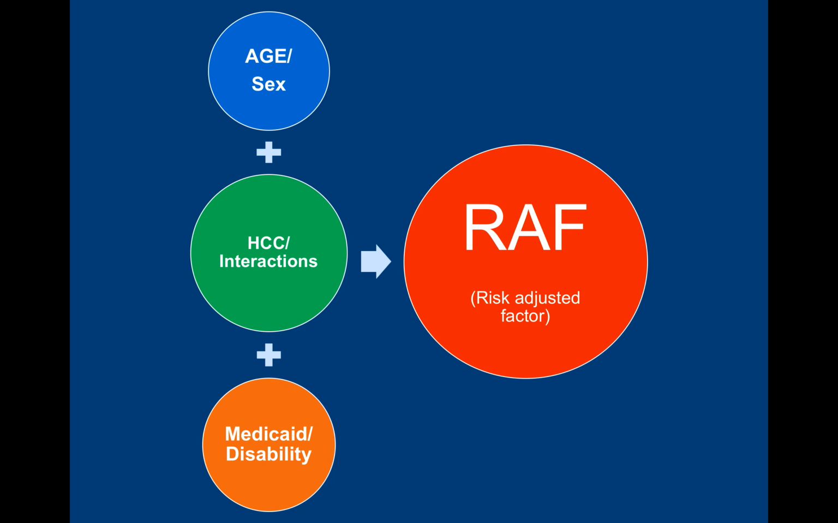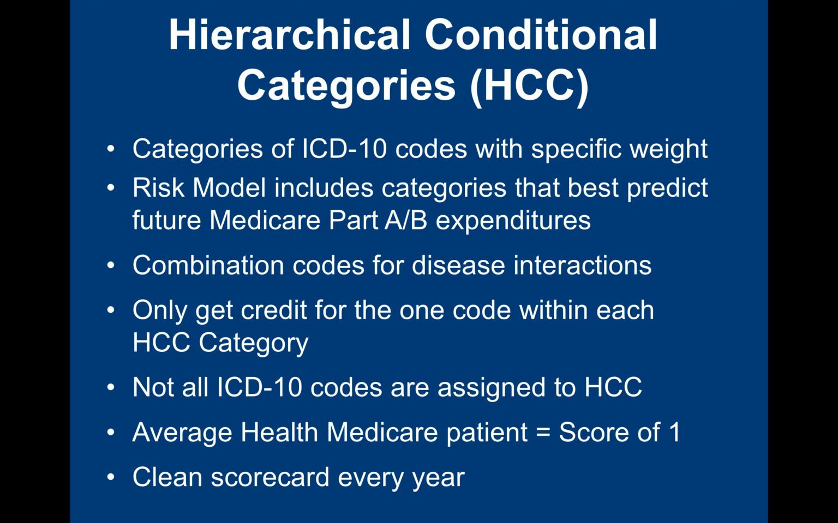Medicare and other value-based payment models are now assigning risk to their beneficiaries. This risk-adjusted factor, or RAF score, is composed of age, gender, disability, and diagnoses. Let's focus on these diagnoses. Hierarchical conditional categories, or HCC scores, are actually categories of ICD-10 codes with a specific weight. This risk model includes categories that best predict future Medicare Part A and B expenditures.